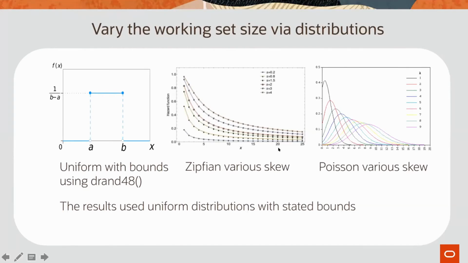I also did a bunch of tests with various Zipfian and Poisson distributions just to see how things affected it. These are not customer workloads. These are simulations of customer workloads. So I did a bunch of those tests. The results I'm about to show you only used the uniform distribution, and I state what the bounds are. Is it all of it or is it some fraction?